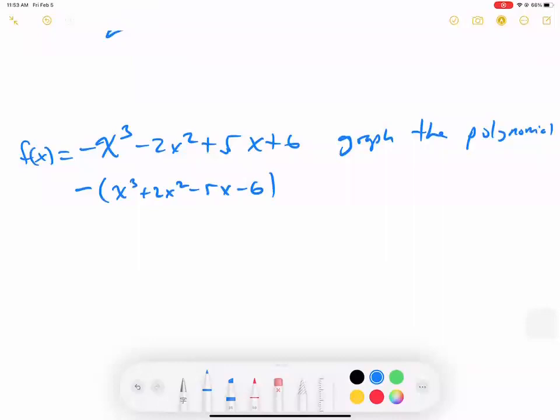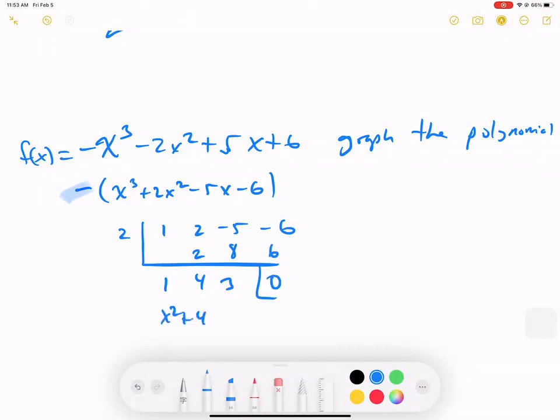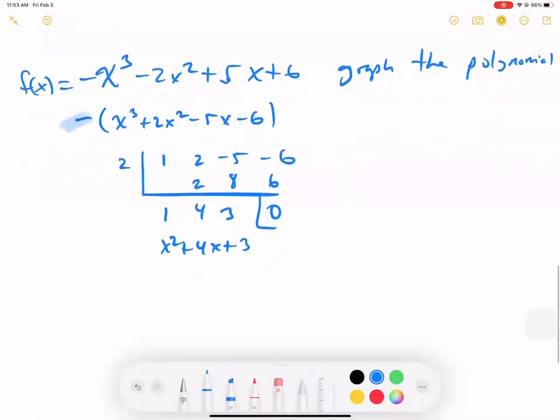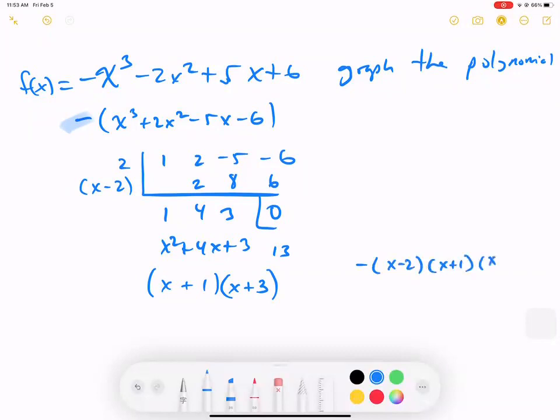If I told you we could factor this by, let's say, 2. Here we go. By 2. 1, 2, negative 5, negative 6. So careful, I'm taking out stuff already. 1, 2, 4, 8, 3, 6, 0. All right, x squared plus 4x plus 3. We can factor this to become x, x, 1 plus 3 is 4. So we have our factors, careful: negative x minus 2, x plus 1, x plus 3.